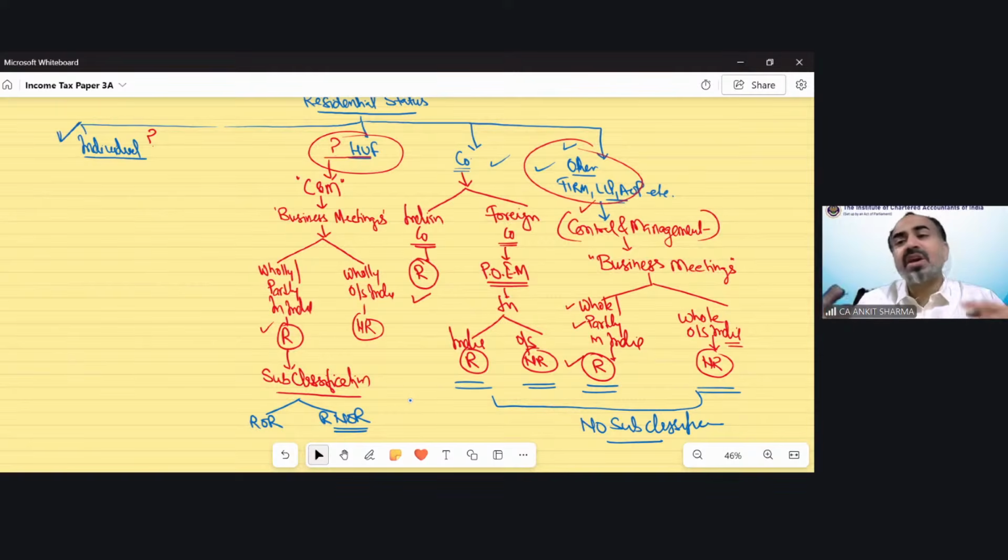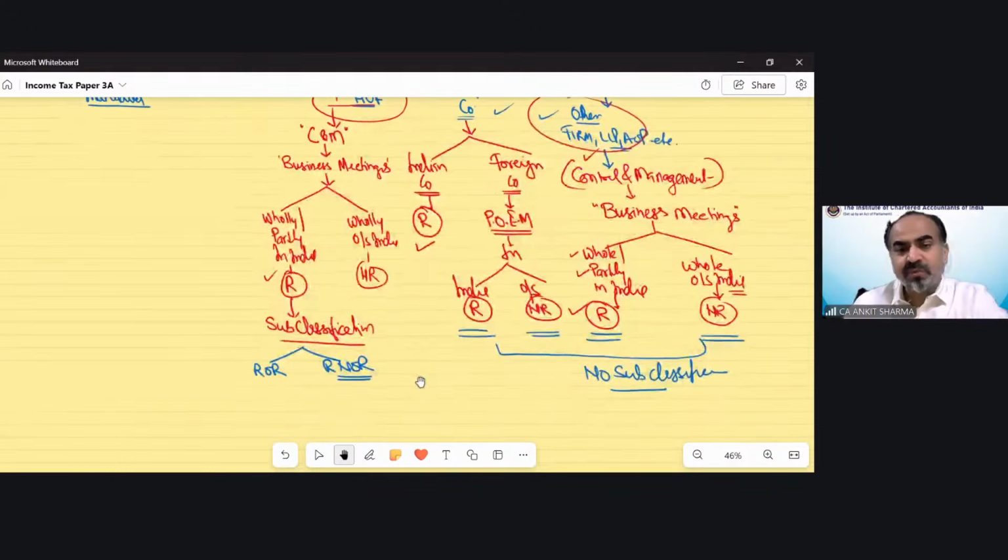Why? Because they are interconnected. If you are able to understand the provisions of an individual for becoming a resident and non-resident, you will automatically understand when a HUF would be a ROR or RNOR. So that's why the HUF subclassification part is going to be discussed after the concept of individual case. Understood? Till now, clear students?